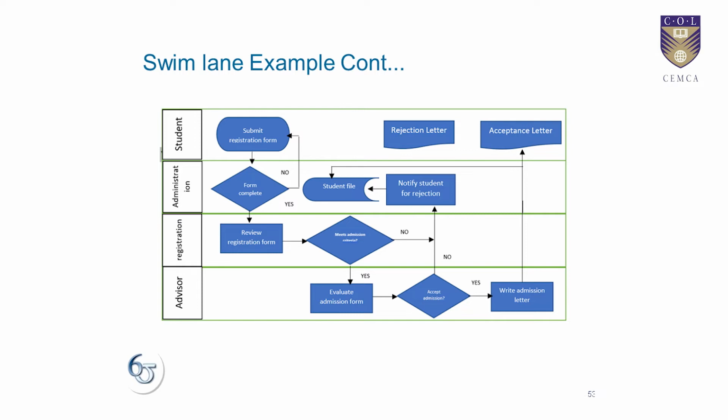As I discussed, there can be multiple endings. One ending is the rejection letter, another ending is the acceptance letter. So you see how the process is happening through all these different parties. It's a simple process, and so you can see not much of the complexity.